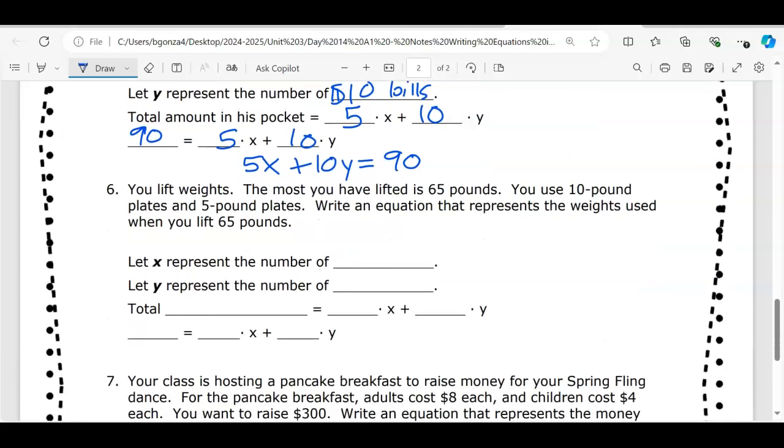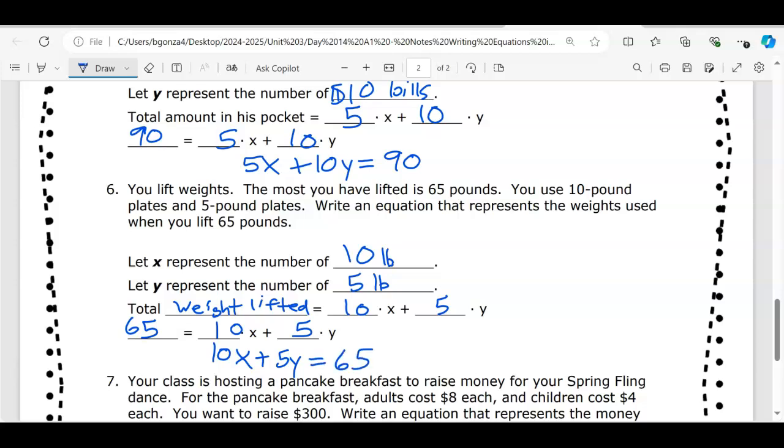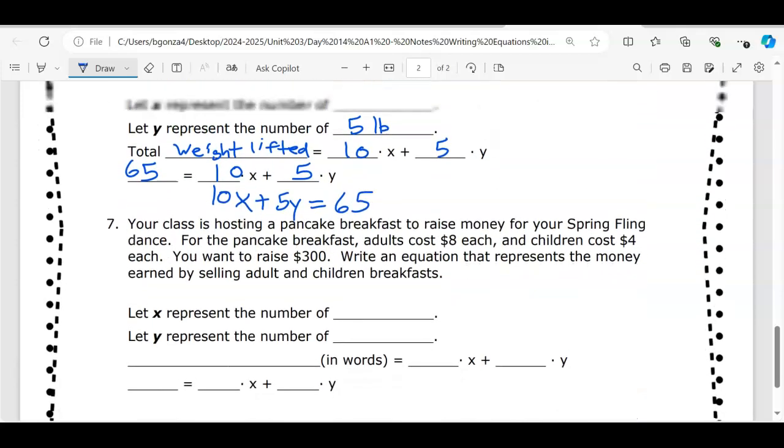Number 6, you lift weights, period. Okay? Well, anyways, the most you lifted is 65 pounds. Total weight lifted, which is 65 pounds. X represents the 10-pound plates. And then Y is the 5-pound plates. So 10X and 5Y is going to have to equal 65. So let's rewrite it the right way: 10X plus 5Y equals 65. Cool?